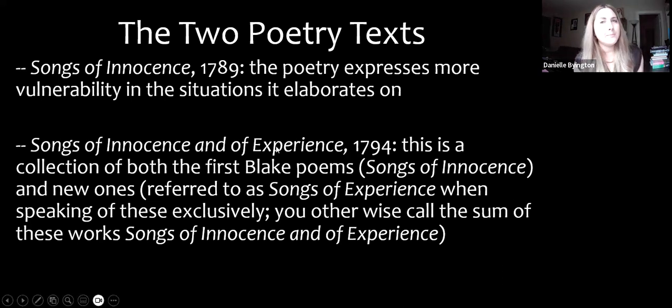Experience might be a little more ambiguous than the term innocence, but you see, especially with the second chimney sweeper poem, how much more serious and not jaded, not looking at the world through rose-tinted glasses, those poems of experience are.